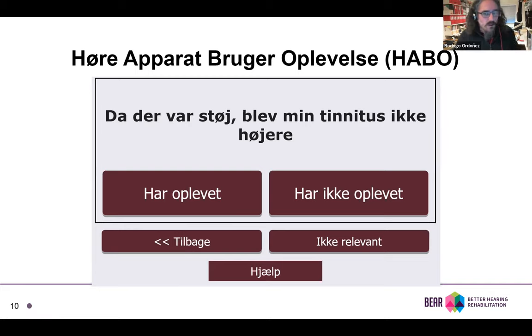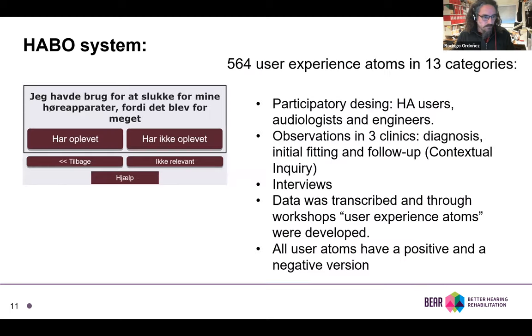And the idea was not to make them judge on a scale, not to say how much my tinnitus increased or how loud this noise was. Basically, I had that experience or I didn't have that experience. So the assessment for the patient is as simple as possible. You have to try to remember if you've experienced this since the last time you were asked this question.